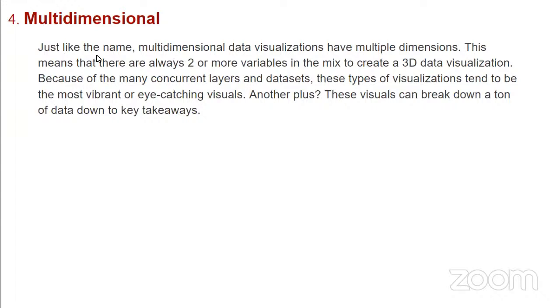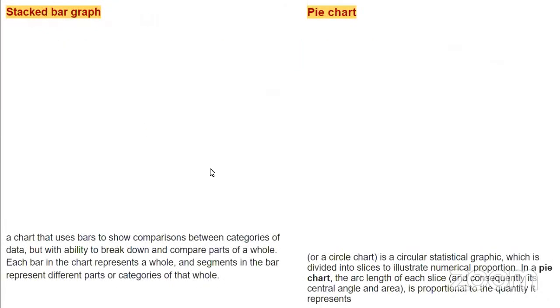So multidimensional, just like the name, multidimensional data visualization has multiple dimensions. This means that there are always two or more variables in the mix to create a three-dimensional data visualization. Because of the many concurrent layers and data sets, these types of visualizations tend to be the most vibrant or eye-catching. And another thing is they can break down a ton of data to key takeaways. So let's look at examples.